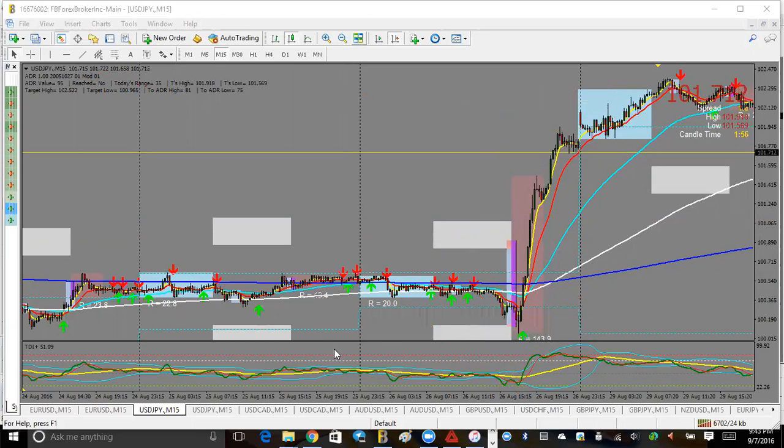Yeah. So, 10 standard lots and 3,000 to 1 leverage, I think.